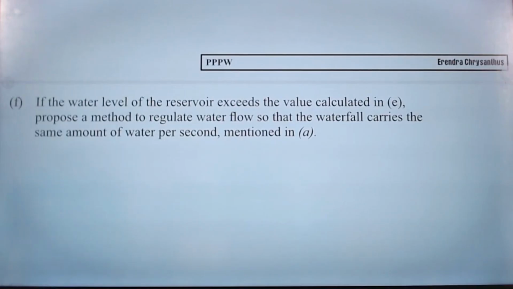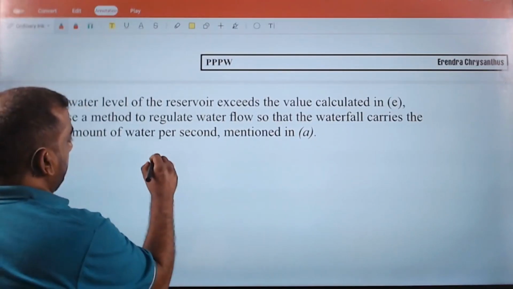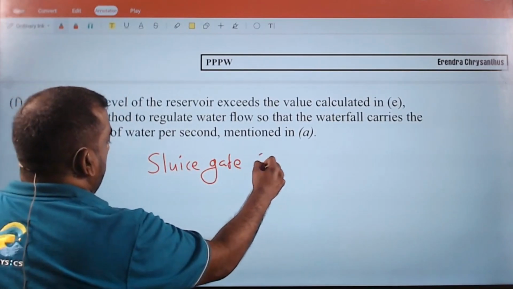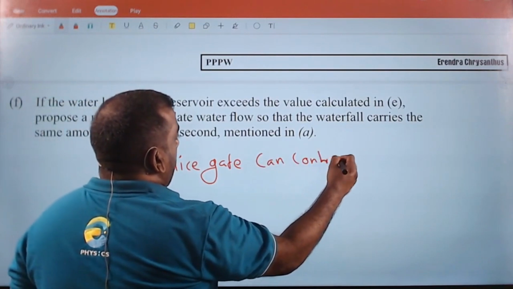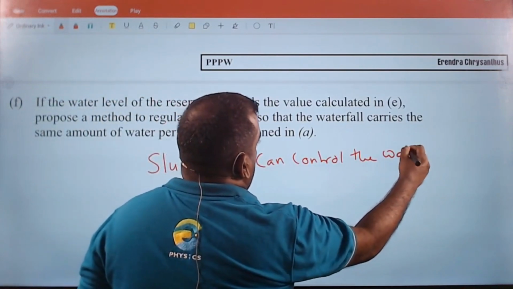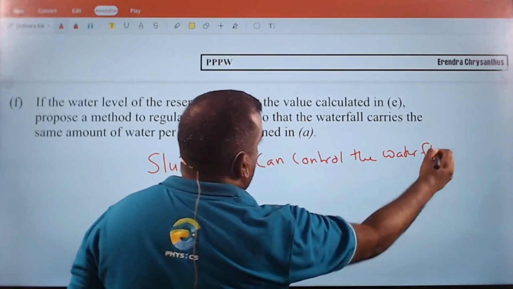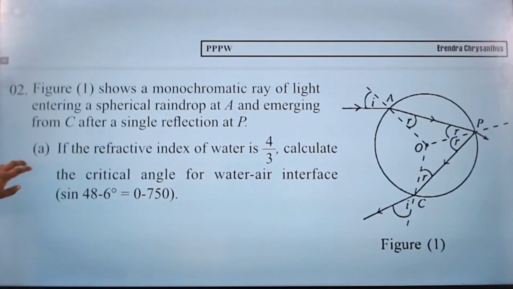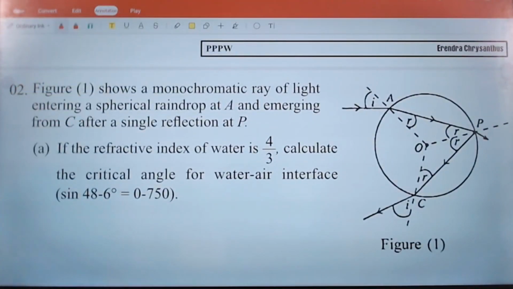If the water level of the reservoir exceeds a certain value, propose a method to regulate the water flow. So what's the method? Putting a sluice gate can control the water flow. Sluice gate can control the water flow. Right. Essay question number 2, optics question.